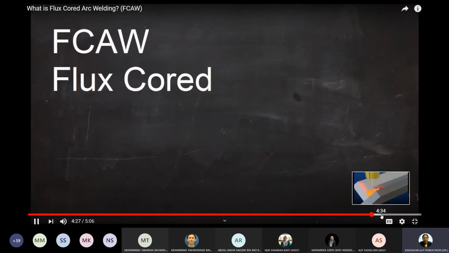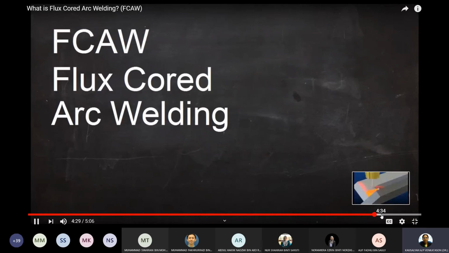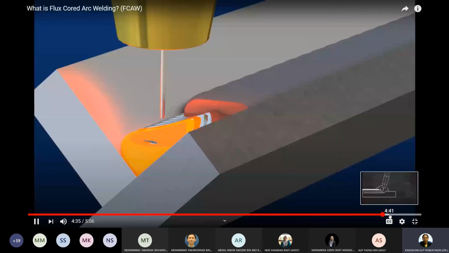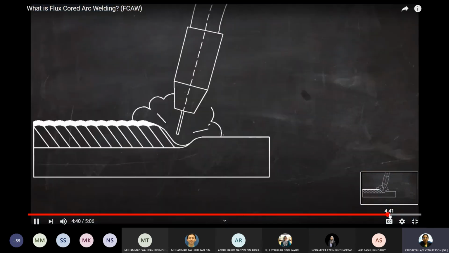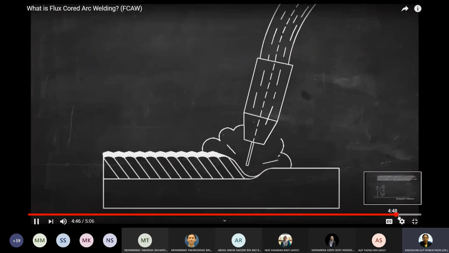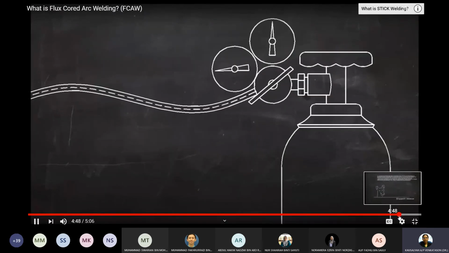So in summary, flux core is an electric arc welding process. It uses a consumable tubular wire electrode that contains flux material on the inside. Filler material is added to the weld automatically as the wire electrode melts. In self-shielded flux core, the weld is protected by the flux itself. And in gas-shielded flux core, the shielding gas comes from a high-pressure cylinder.